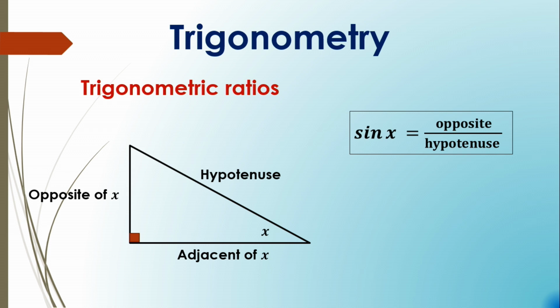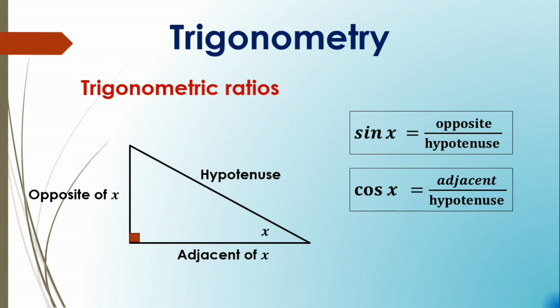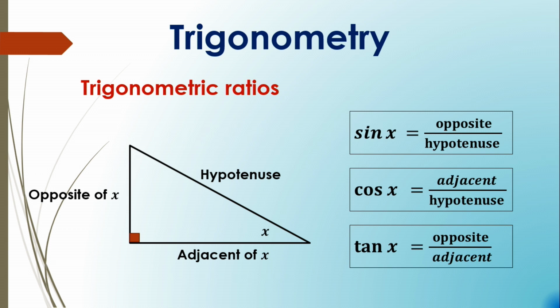The first one, sine of angle X equal to the opposite side divided by the hypotenuse. The second trigonometric ratio is cos. Cos of angle X equal to adjacent over hypotenuse. And tan of angle X equal to opposite over adjacent. Now you have seen the three trigonometric ratios, sine, cos and tan.